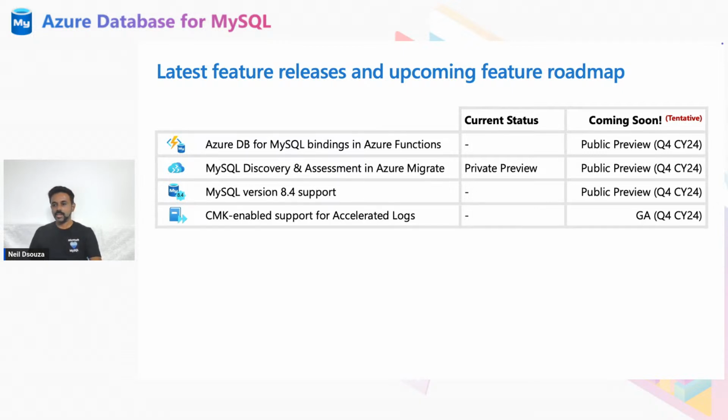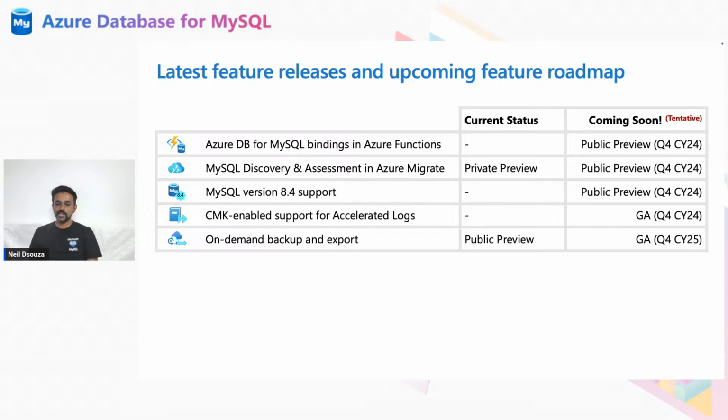Next, as you're already aware, we have the accelerated logs feature that went GA during Microsoft Build this year. It gives you double the performance of your business critical tier servers at no additional cost. Currently, this feature can't be enabled on servers that have customer managed keys, or CMK. This limitation will be removed at the end of Q4 this year.